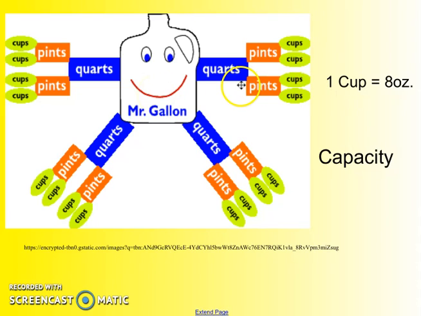And I can also look at this as there are 2 pints in 1 quart. There are 4 pints in how many quarts? 2 quarts. Or I can even say that's half of a gallon. Do you see how I am just looking at this picture and I am pointing out the conversions just by looking at the picture?